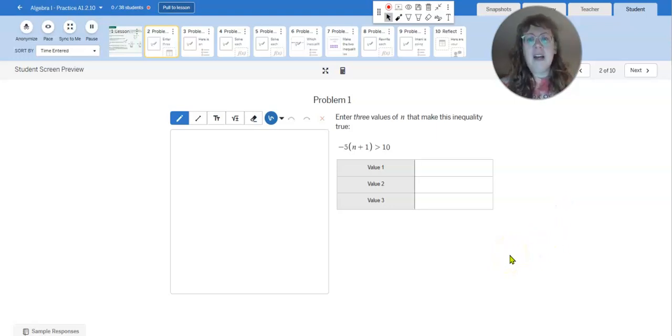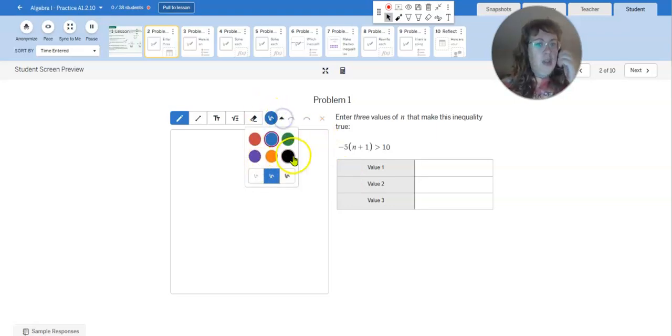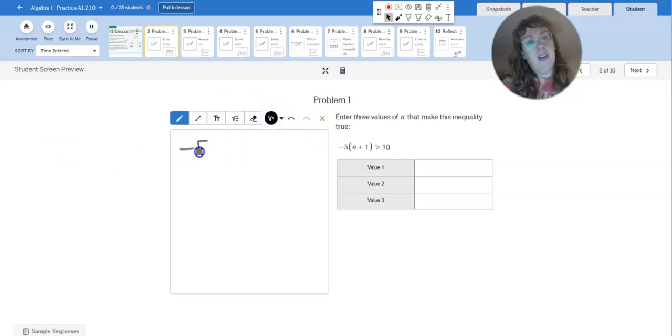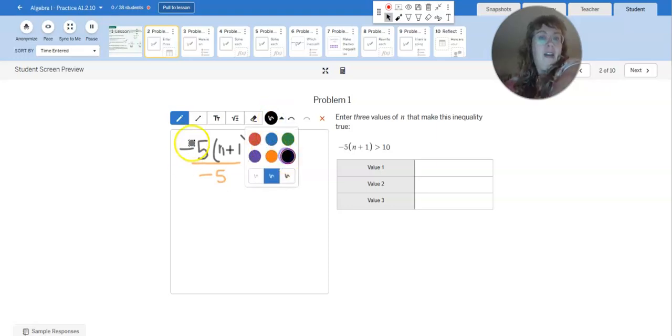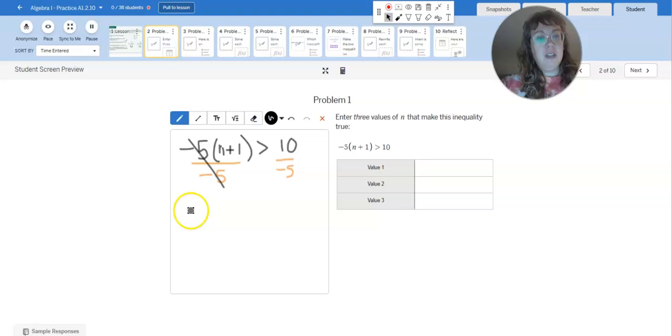So this says enter 3 values of n that make this inequality true. So we have negative 5 times (n plus 1) is greater than 10. I am going to move this negative 5 to the other side. It's being multiplied right now, so I'm going to divide both sides by negative 5. It'll cancel out on the left. We're just left with n plus 1. Because we divided by a negative, we have to flip the symbol, and then we get negative 2.